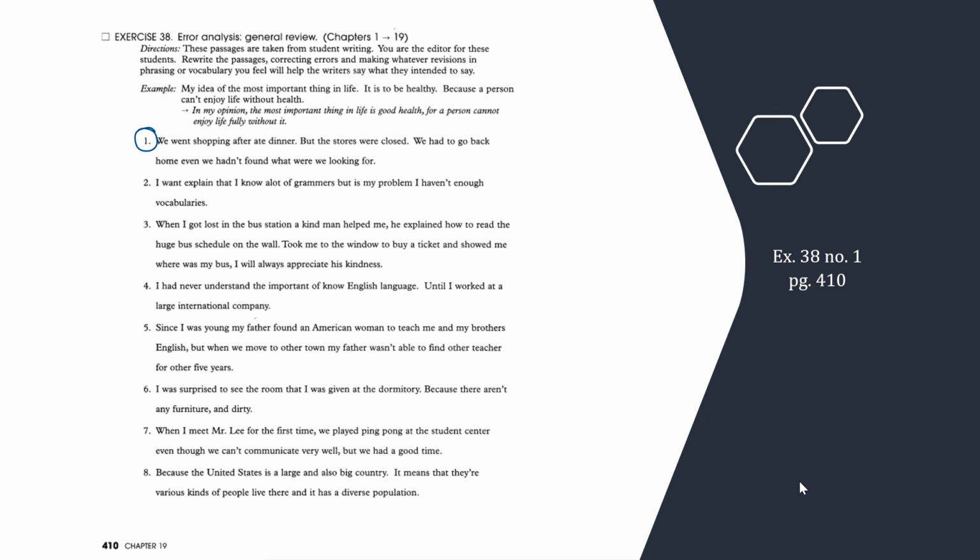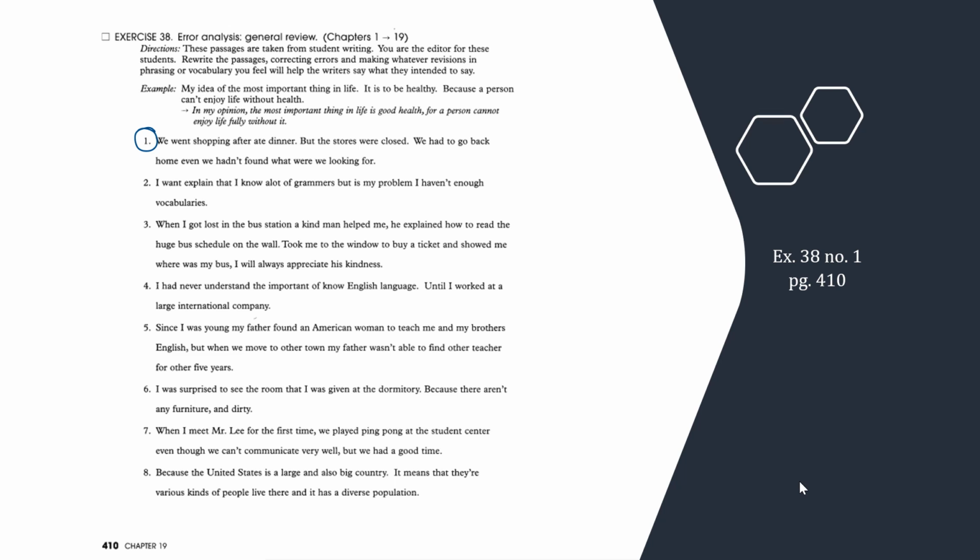The next exercise is exercise 38, number 1. Direction. These passages are taken from student writing. You are the editor. For these students, rewrite the passages correcting errors and making whatever revision in phrasing or vocabulary you feel will help the writer say what they intended to say. Example. My idea of the most important thing in life, it is to be healthy, because the person cannot enjoy life without health. In my opinion, the most important thing in life is good health, for a person cannot enjoy life fully without it. That is the best answer.